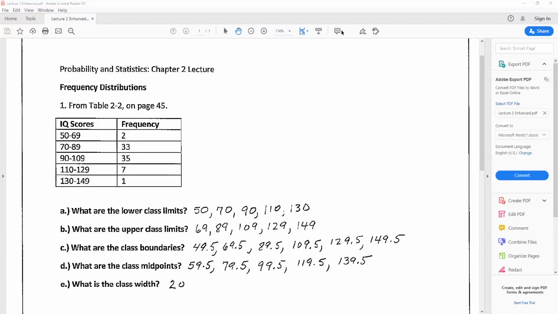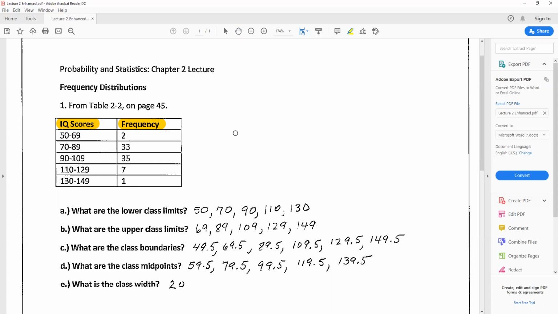If you look at the first table, we have IQ scores and then we have frequency within each range. Now notice we do not know the actual IQ scores. We only know the range of scores. For example, we have two students scored in the 50 to 69 range. Again, we do not know their actual scores. So we have a disadvantage in a way because we really do not know the raw data. We just have sort of a summary here.